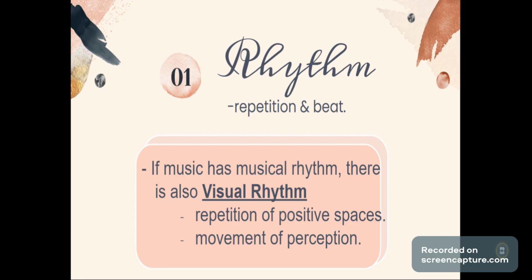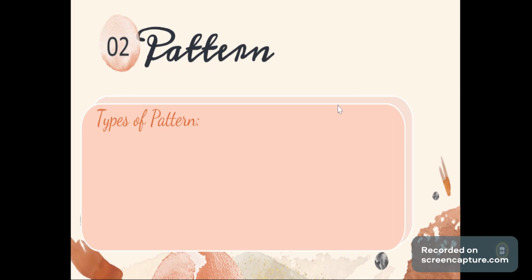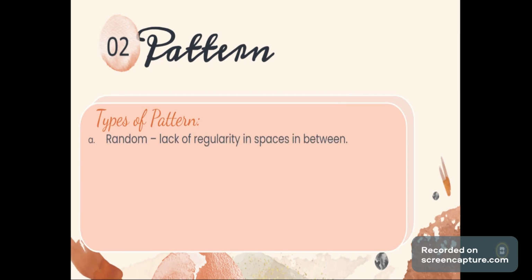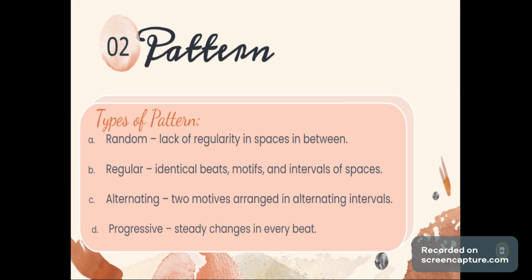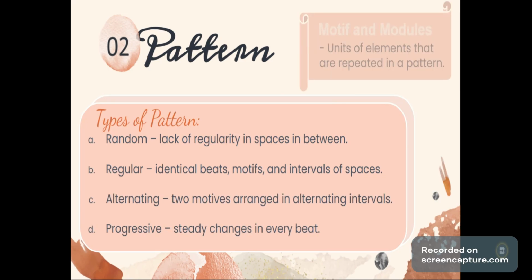I hope na wala ra mo naglipog na kakita ra mo sa kalainan. Okay? Rhythm involves the repetition of elements. Since mao man ang iyahang kinahanglan, di ka makacreate of rhythm unless there is repetition which is done by pattern. Going back to pattern, we have types of pattern like random, irregular, alternating, and progressive. So in pattern, we have the terms motif and modules.